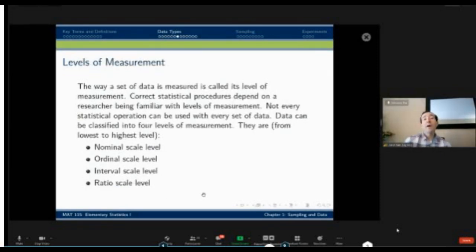All right. Another thing to be aware of about data types is we can measure data in different levels. And the types of statistical procedures that we use depend on what level we're measuring our data on. So it's really important to be able to decide what level of measurement applies to the data that I'm collecting. So the four levels that we will be classifying them in, from lowest to highest, are nominal scale level, ordinal scale level, interval scale level, and ratio scale level. So we're going to spend a little time with each of those. Let's start with nominal.